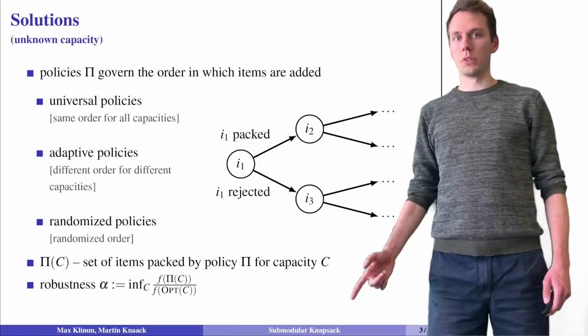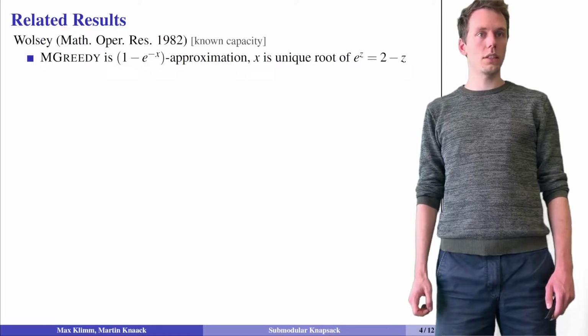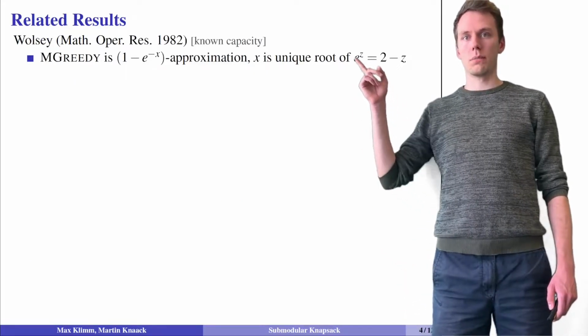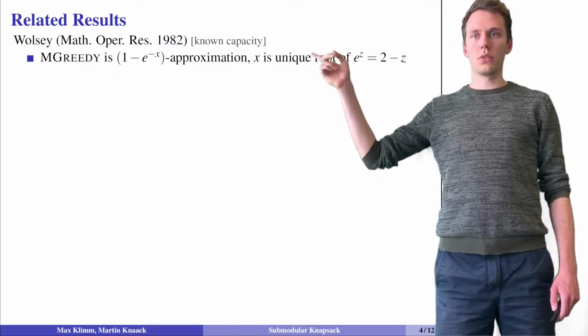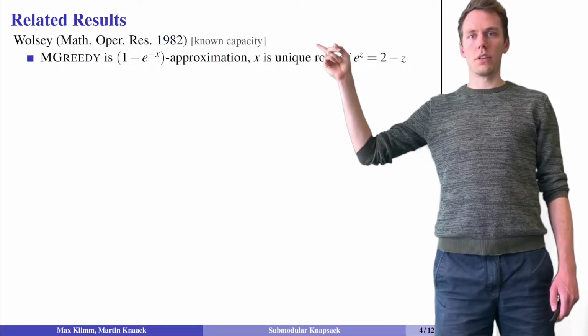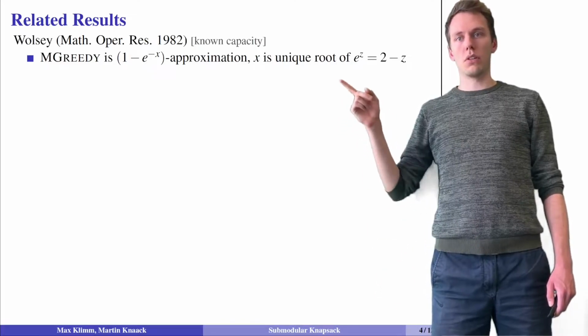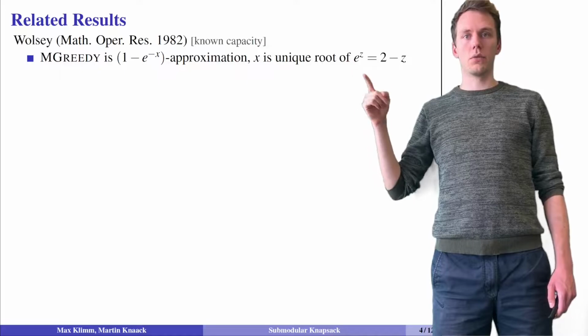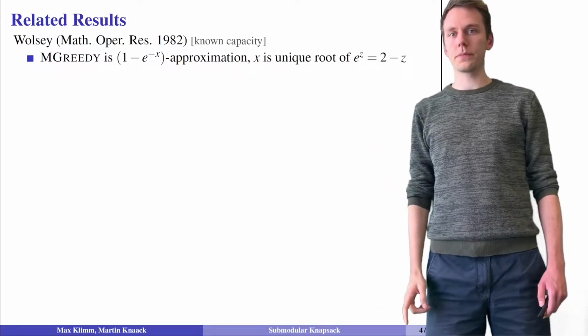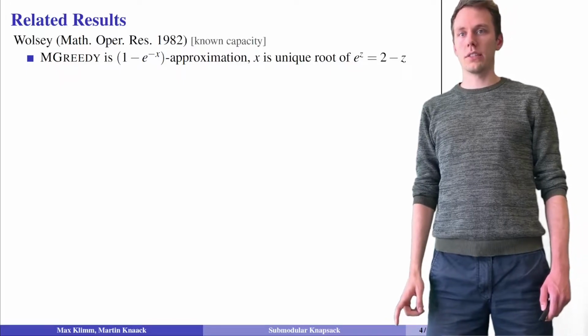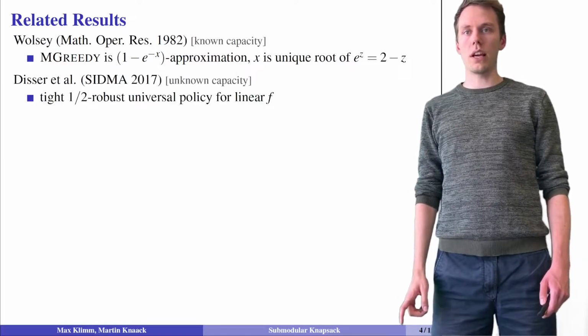And before we come to our results, we're looking at some related results. Here we are first stating one result by Wolsey about the so-called modified greedy algorithm for the case with known capacity. This is a 1 minus e to the power of minus x approximation, where x is the unique root of this equation.